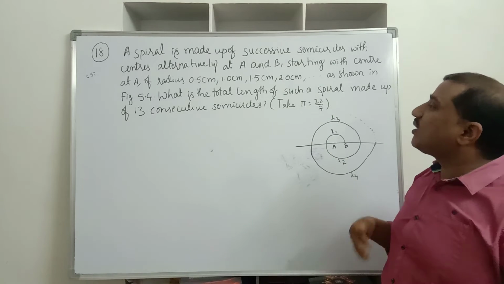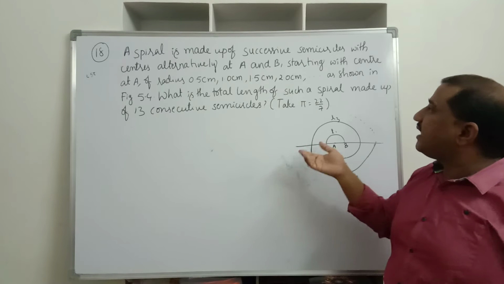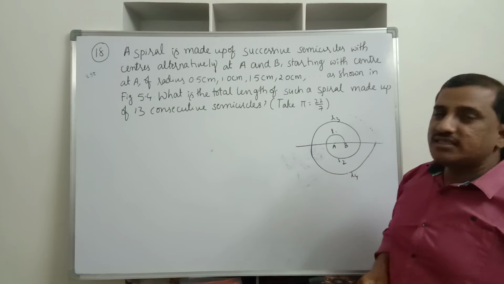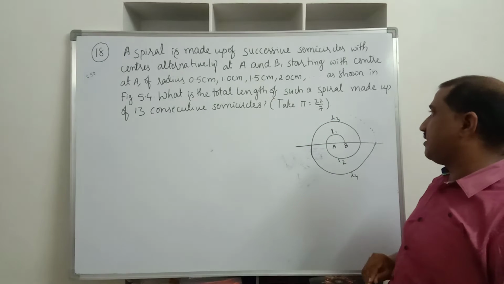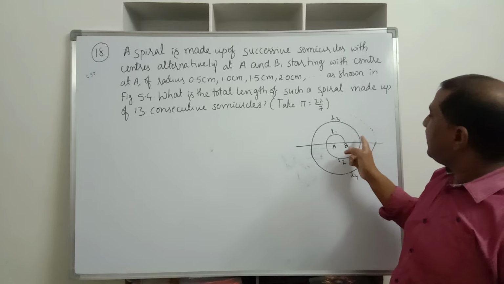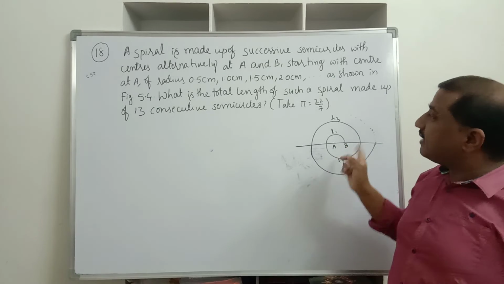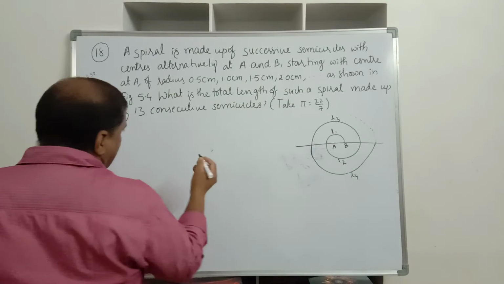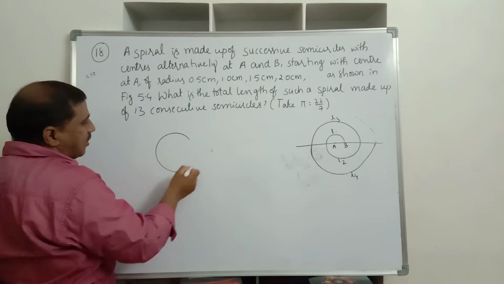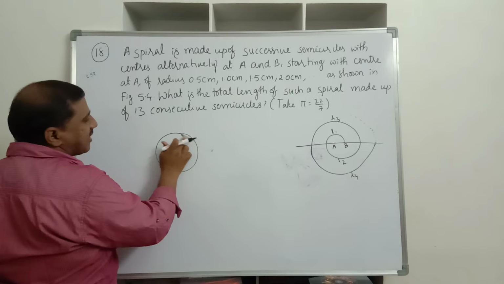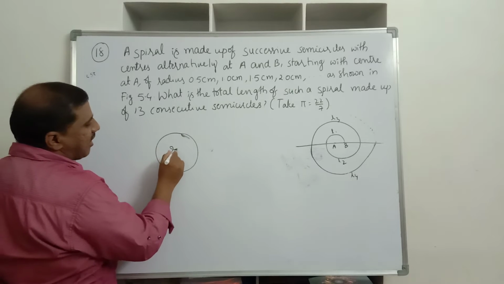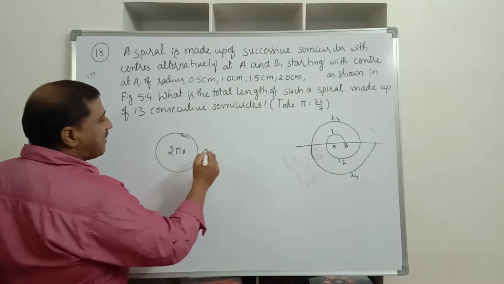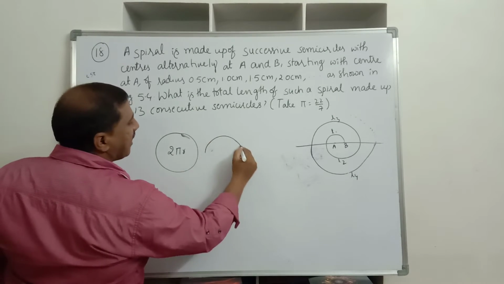Then what is the total length of the 13 consecutive semicircles, the length of the spiral made up of 13 consecutive semicircles? What is the length of a semicircle? Let us discuss again. Here, this is a circle. The length of the circle is 2 pi r. So what is a semicircle? A semicircle is half of the length of the circle.